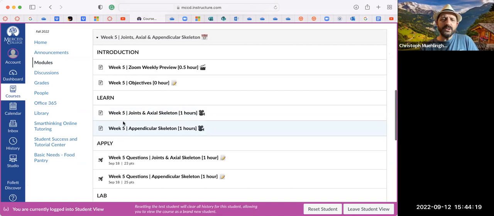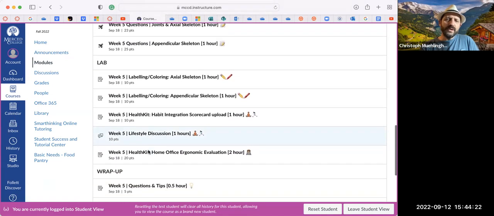That's the ergonomic evaluation. And then we also finish up our lifestyle discussion: our exercising, our meditating, our drinking water. We have a little exercise around that and a little upload of a scorecard, because I want you to go through the assessment again. You assess yourself again on all the 7 things we talked about, the posture, the food, the stress, and the others, and then compare yourself to the first time you did it and see what you learned from that. That's what the habit integration scorecard upload is all about.